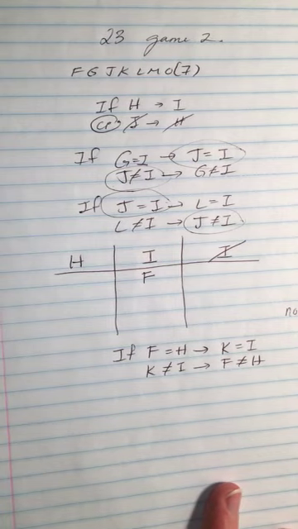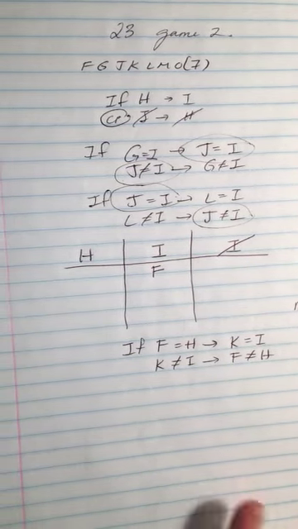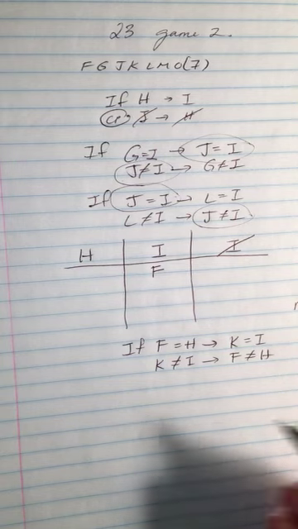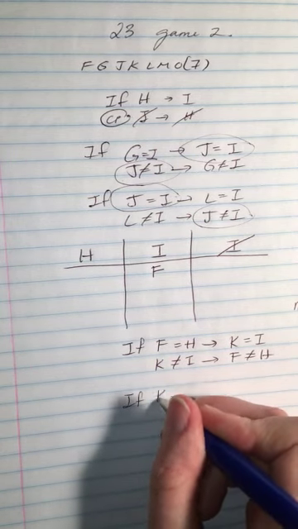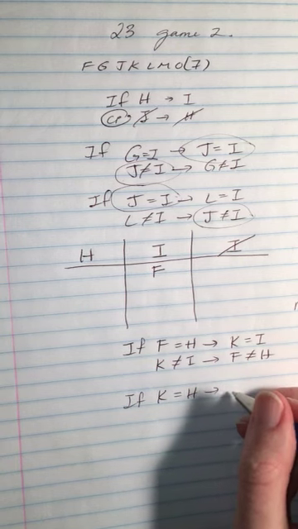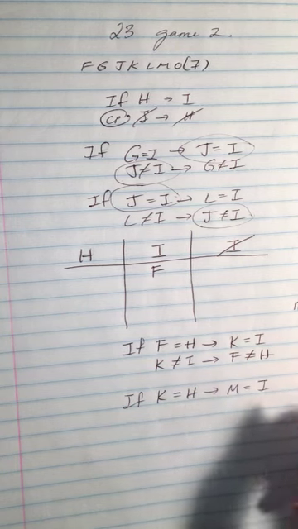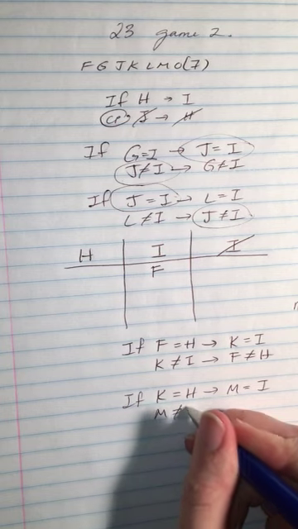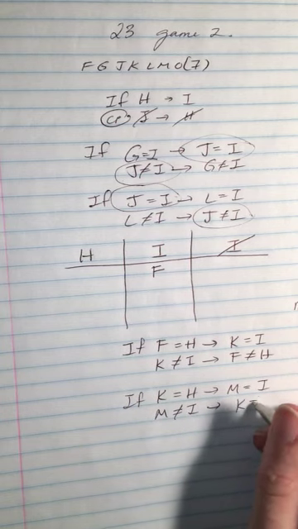K is not hired unless M is interviewed. So if K is hired, then M is interviewed. And if M is not interviewed, then K cannot be hired.